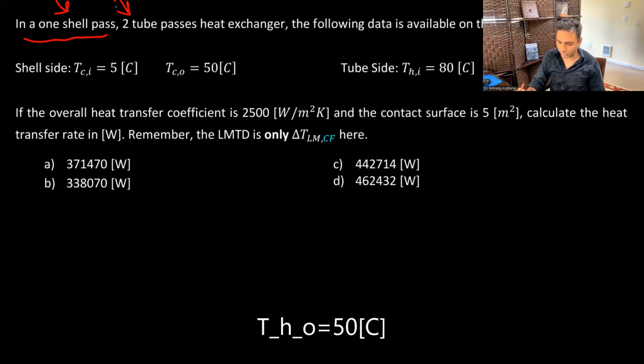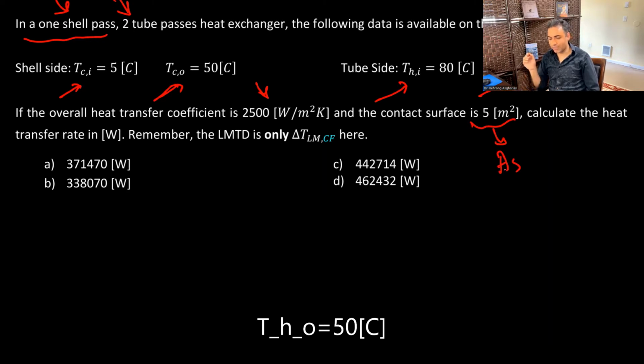So on the shell side, we have the cold fluid going in and the cold fluid going out. What it tells you is that the cold fluid is on the shell side. And the tube side has the hot fluid, and you have the hot fluid temperature going in and the hot fluid temperature coming out. The overall heat transfer coefficient for this heat exchanger is given, 2,500 watts per meter squared Kelvin, and the contact surface area is also given here. Based on this, it says calculate the total amount of heat transfer from this heat exchanger.